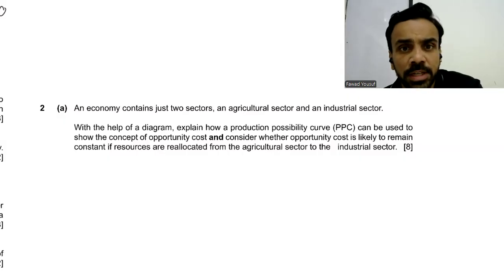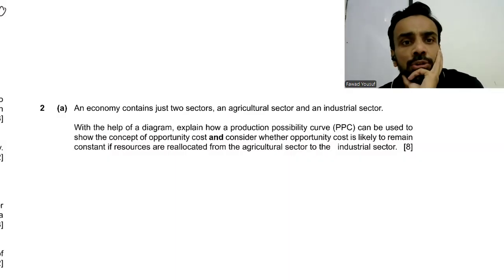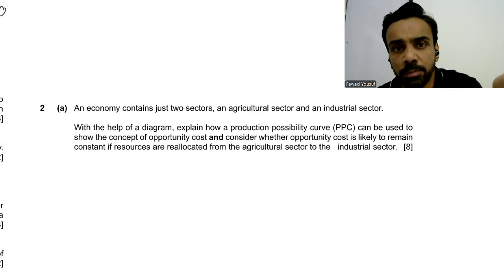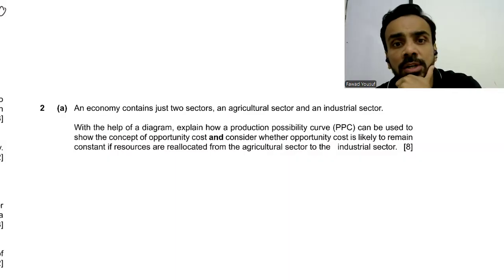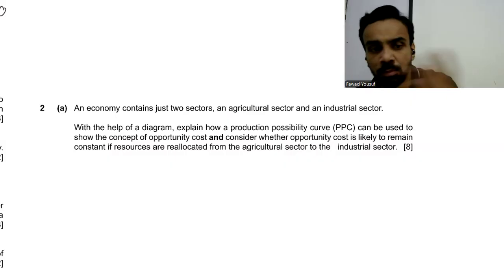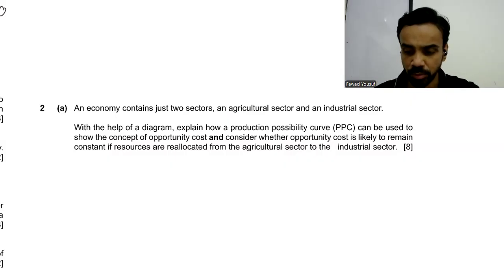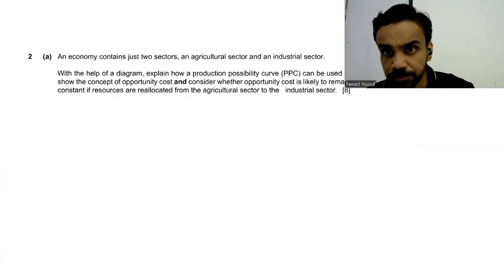With the help of a diagram, explain how a PPC can be used to show the concept of opportunity cost and consider whether opportunity cost is likely to remain constant if resources are reallocated from agriculture sector to the industrial sector. So there is already a direction to the question. We want to break it down into the three parts that we've been doing.